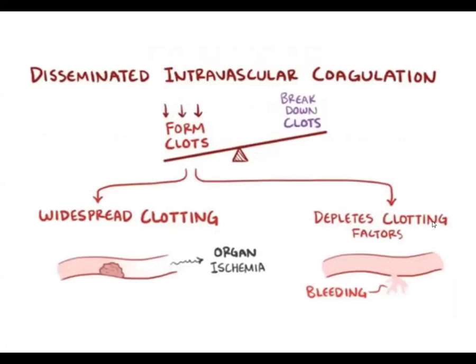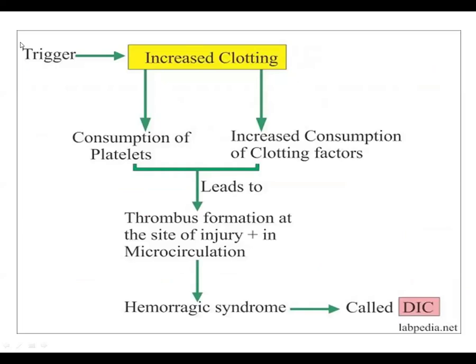This is an imbalance between these two. Okay, widespread clotting forms clots, breakdown of clots, and depletion of the clotting factors. This widespread clotting leads to organ ischemia. There is a narrowing of the vessel, tissue ischemia, and organ ischemia. Or consumption of these clotting factors leads to decreased clotting factors and bleeding. So there may be organ ischemia, as well as bleeding in DIC.